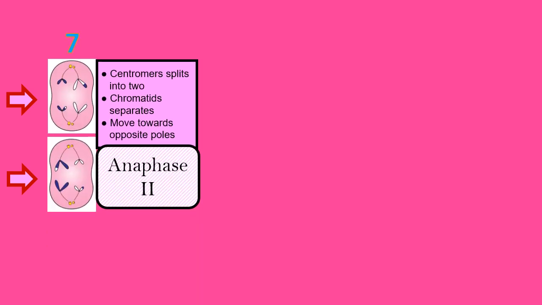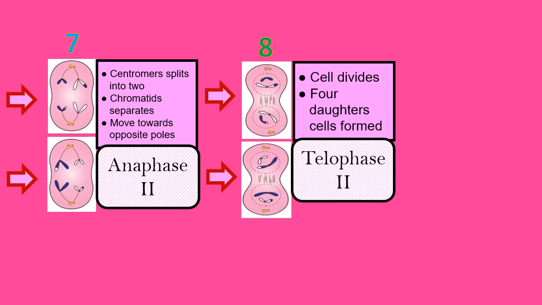Now we go on with the second last phase in meiosis 2. Anaphase 2, where the centromere splits into two. The sister chromatids separate and move towards the opposite poles of the cell. This is the polarization process. Next, we go to number 8, that is telophase 2, where the cell divides into four daughter cells.